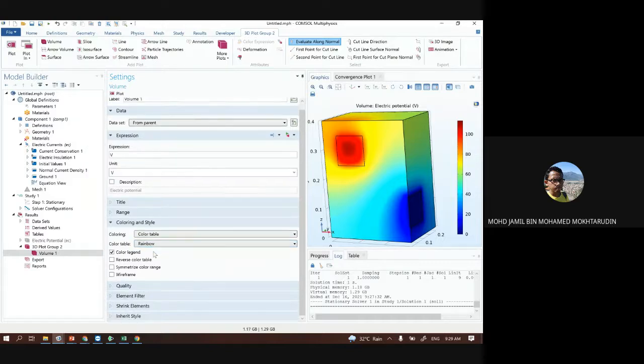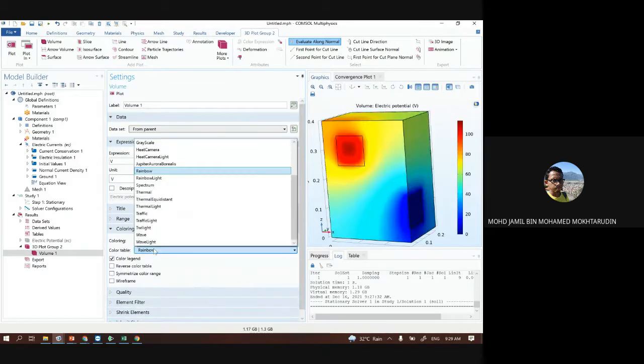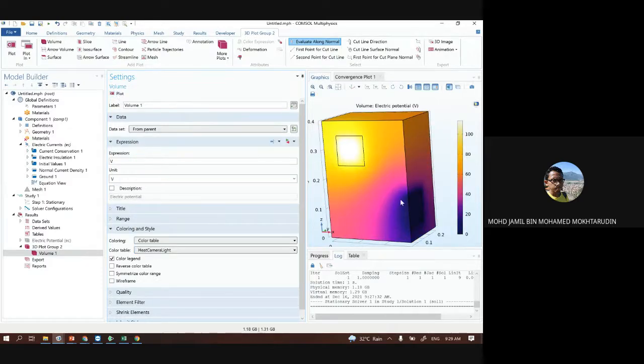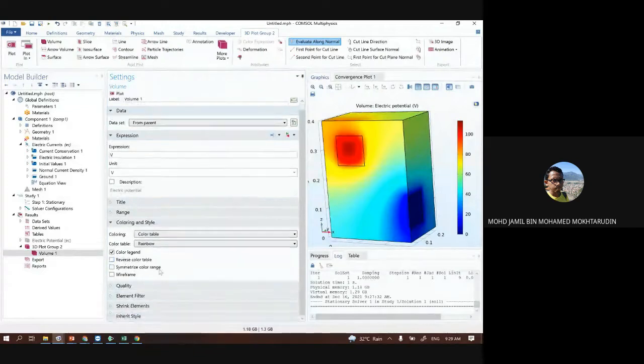Okay, and you can also change the color. Okay, so this is uniform color or rainbow color, heat cam light. Okay, but normally people will use rainbow color. Okay, and then you can either want to choose legend or reverse the color table. There are so many functionalities that you can explore.